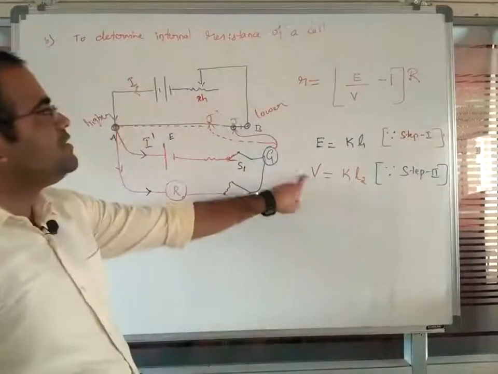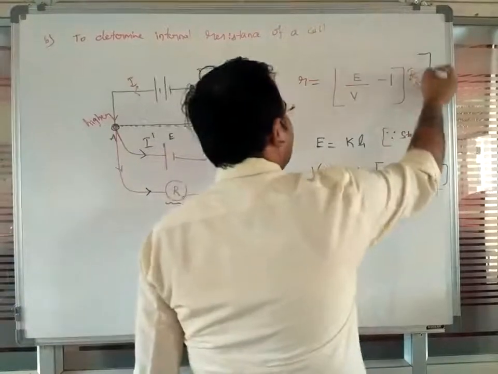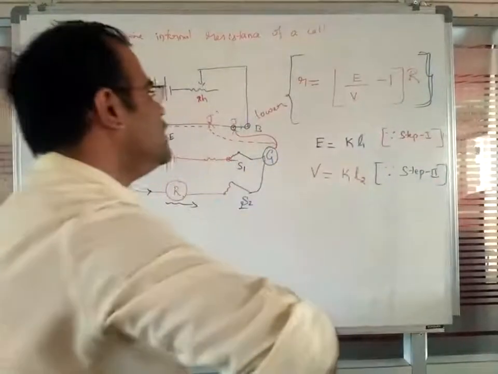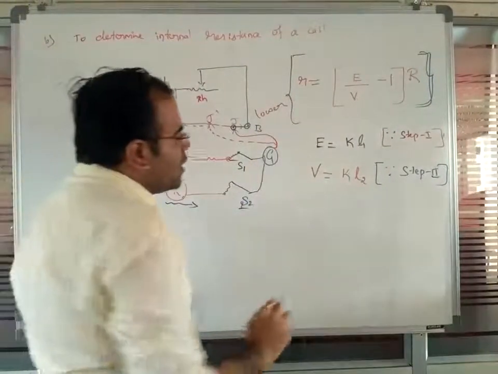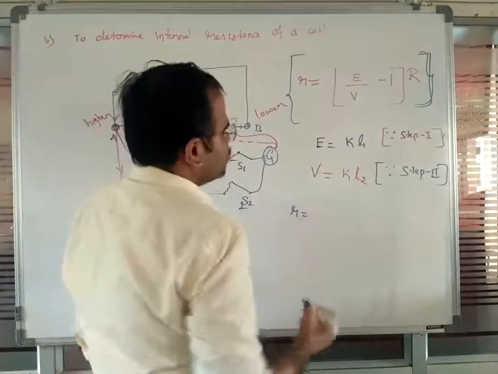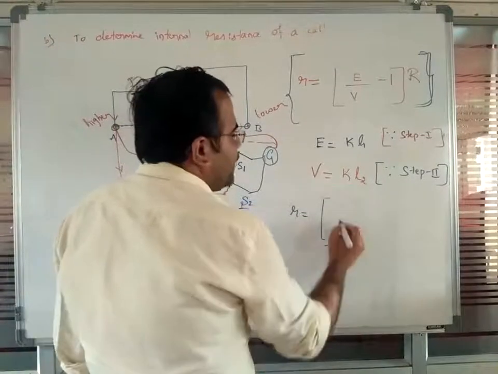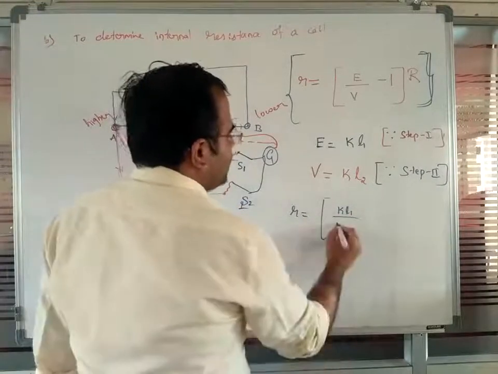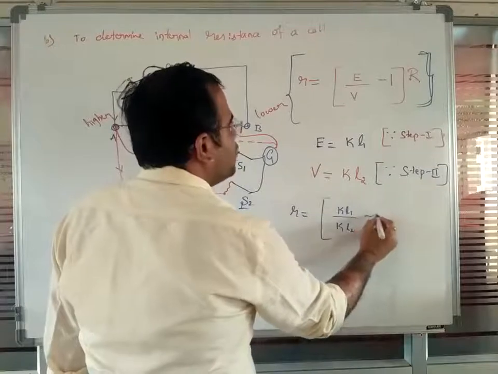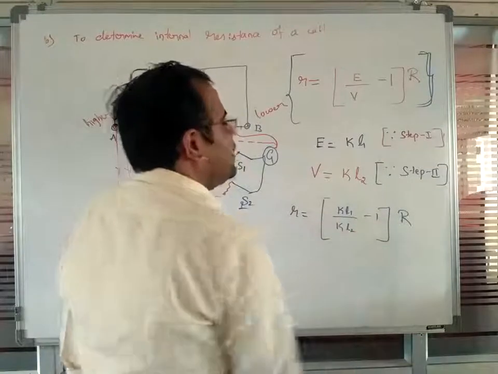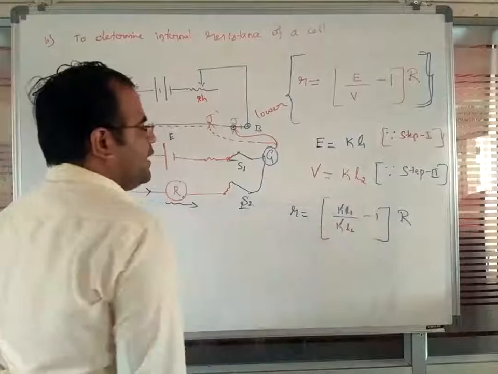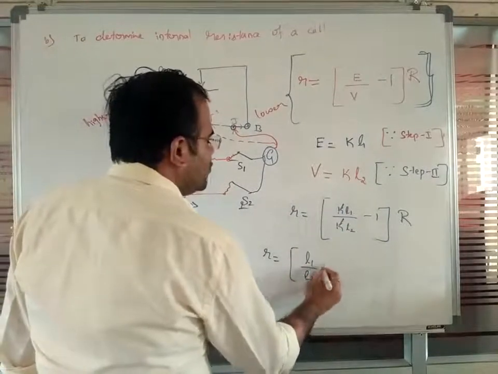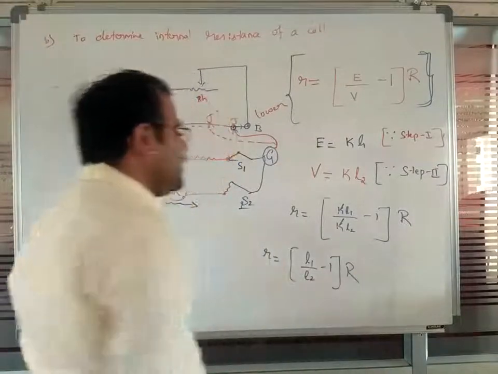Now, we will substitute in the general equation of internal resistance of a cell here. So when we substitute in this equation, we can write r is equal to capital E value, which is given by K into L1, and capital V value, which is given by K into L2, minus 1, multiplied by capital R. So here K and K get cancelled. So r is equal to L1 divided by L2 minus 1, multiplied by capital R.